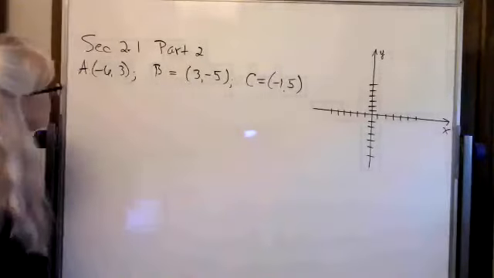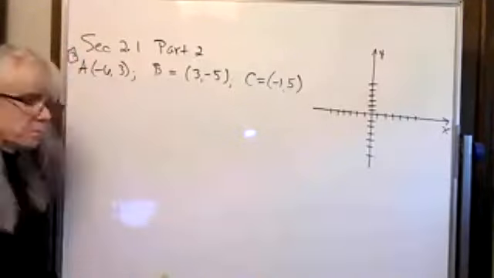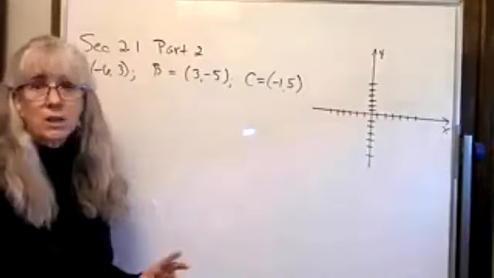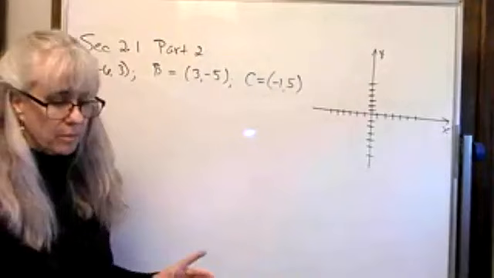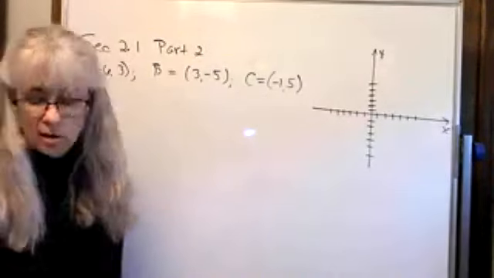In part 2, we're going to work example 2. I forgot to label it. There it is, example 2. Example 2 asks us to plot each of the 3 points to form the triangle ABC. Then we're going to verify the triangle is a right triangle.